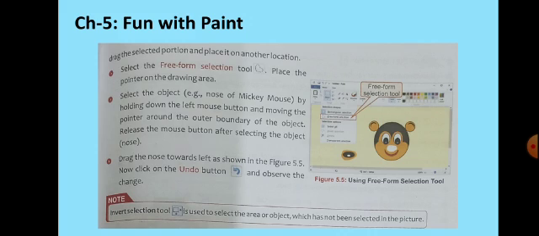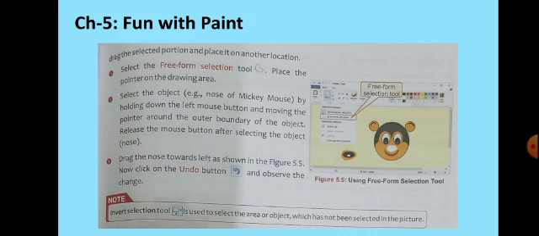Now note this invert selection tool. This type of selection tool helps to select the area which has not been selected in the picture. So if you have selected this nose, if you click on the invert selection, it will not select the nose, but it will select other part except this nose. So that's the invert, means opposite selection tool. This is one feature available in paint.